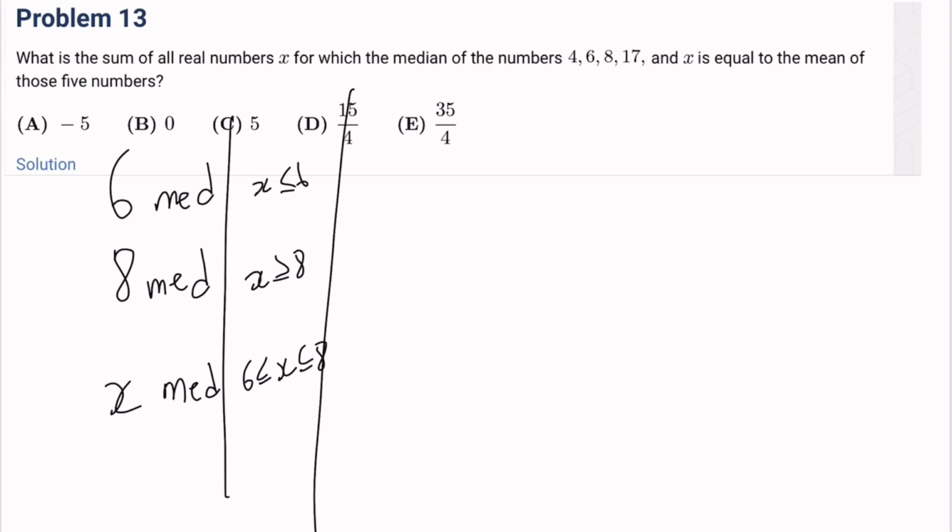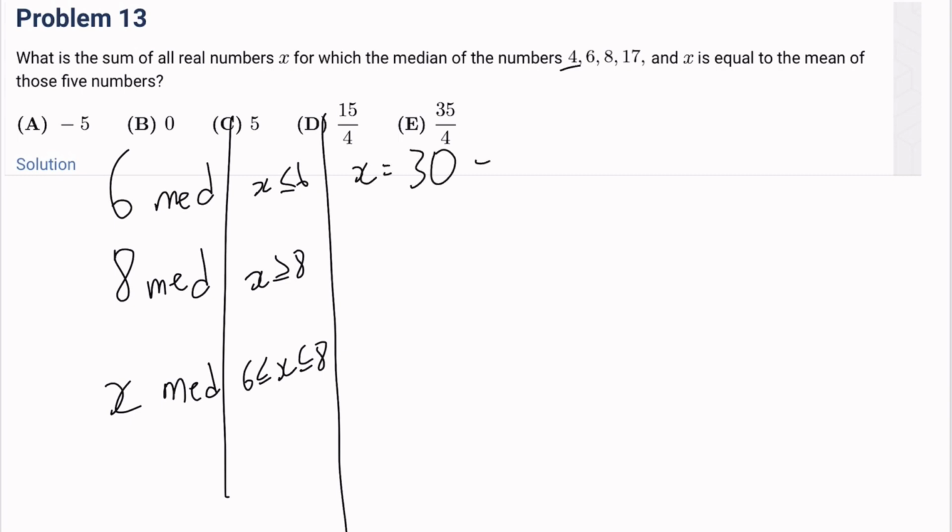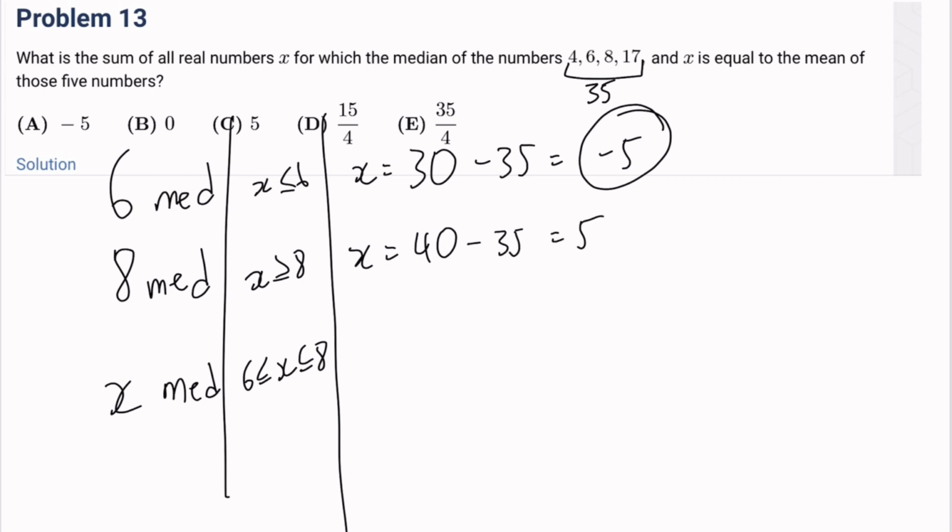And so these are the conditions, and if we calculate it, if 6 is the median, then the median is also the mean, right? And so the 5 numbers, that means there will be 30 in total. So x equals 6 times 5, which is 30, minus 4, 6, 8, 17. And the sum of these 4 numbers is 35, right? And so this would be 30 minus 35, and so x equals negative 5, right? And so this works. And if 8 is the median, then x would have to be 8 times 5, so that would be 40, minus 35, this is 5, but then x has to be greater than or equal to 8, right? So this doesn't make sense.